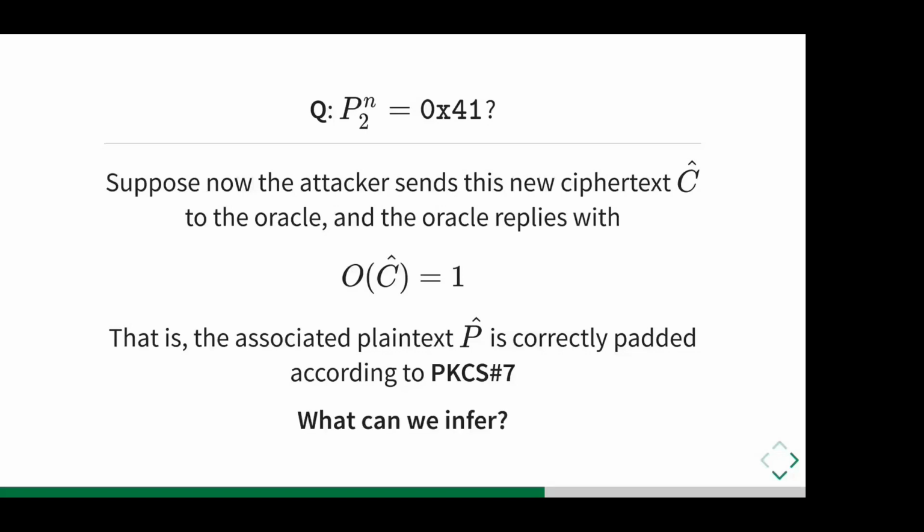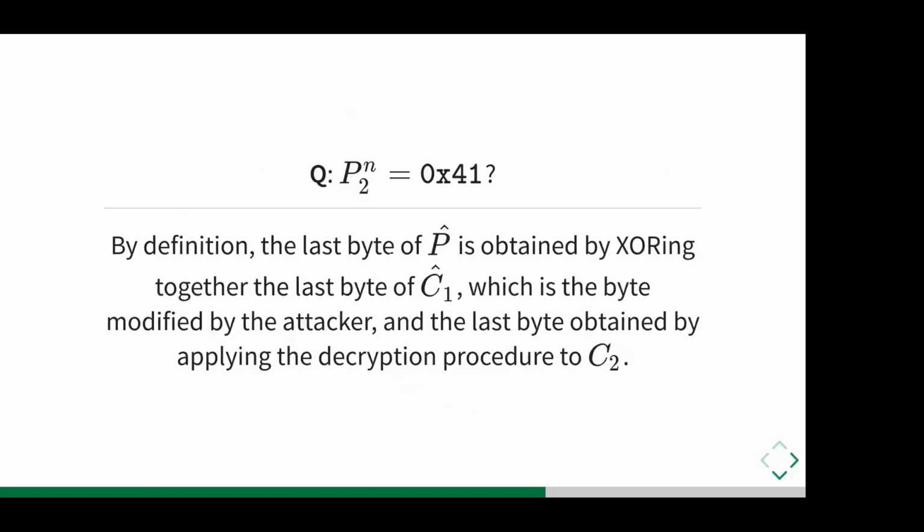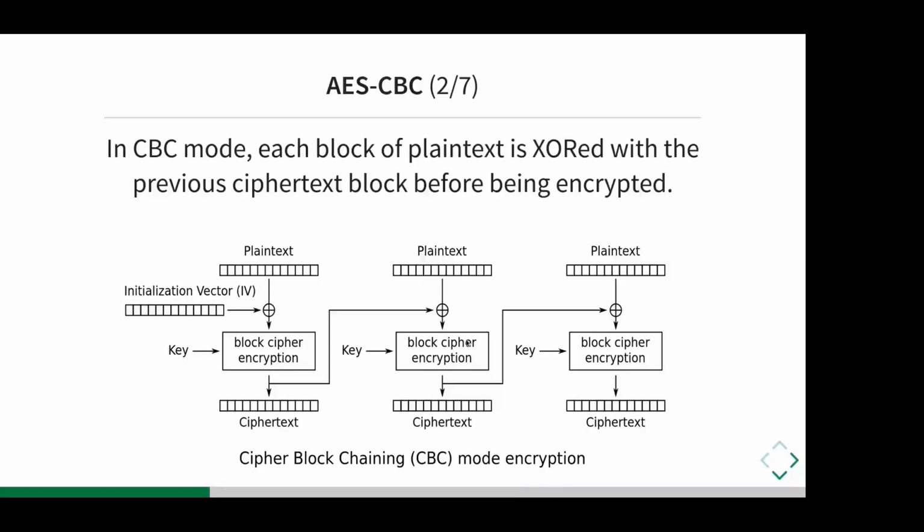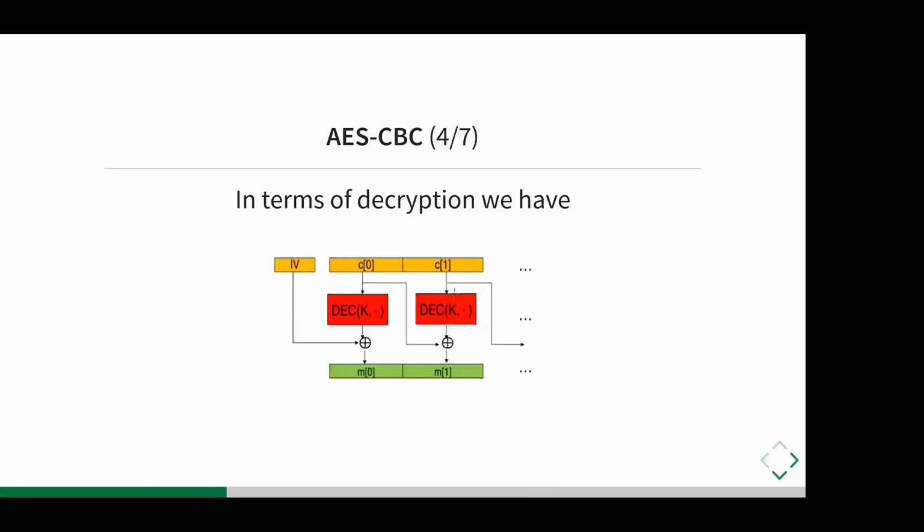What exactly can we infer? If we remember how the construction works, to obtain the last byte of the new plaintext, we XOR the last byte of the previous ciphertext, which we have changed, with the last byte obtained by the AES decryption. Here I should have a picture. What we're talking about is this: the last byte of the plaintext, M1, is obtained from the last byte of this AES block and the last byte of this.